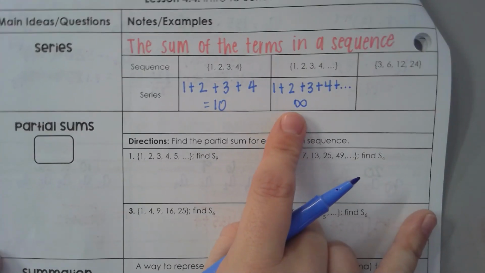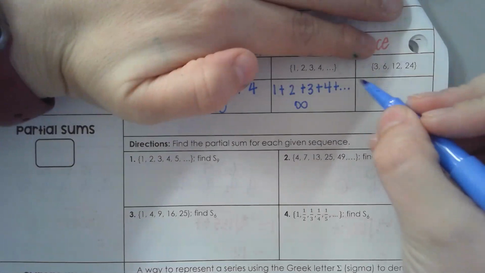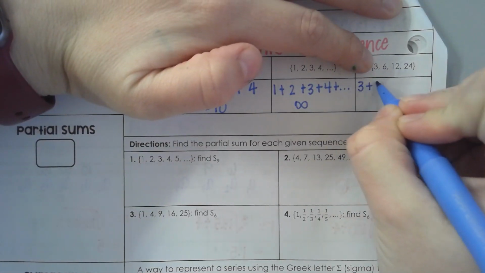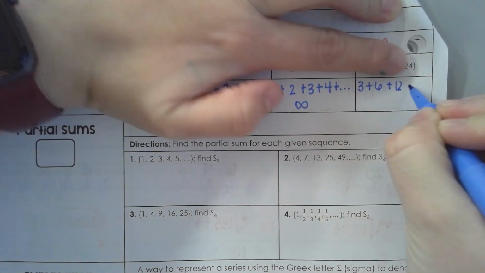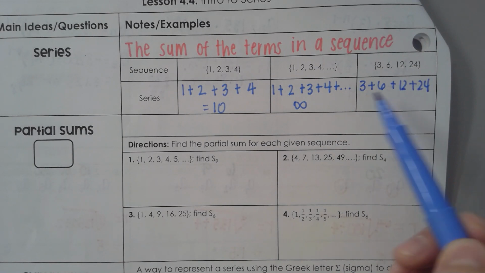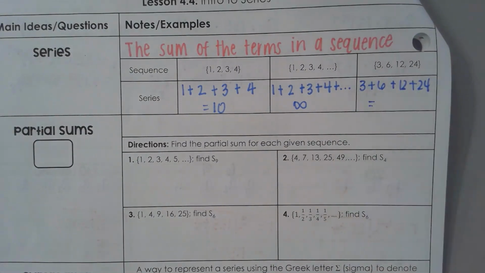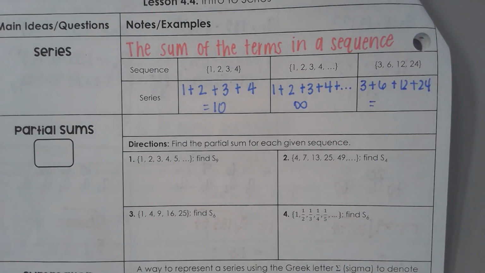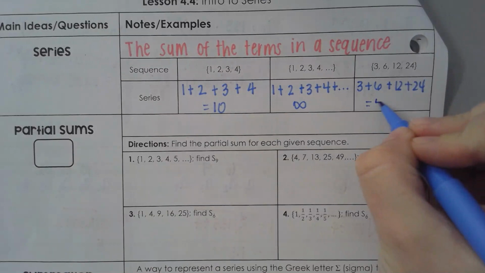And then, this last one as a series, 3 plus 6 plus 12 plus 24. And what is that? It is 45. Good.